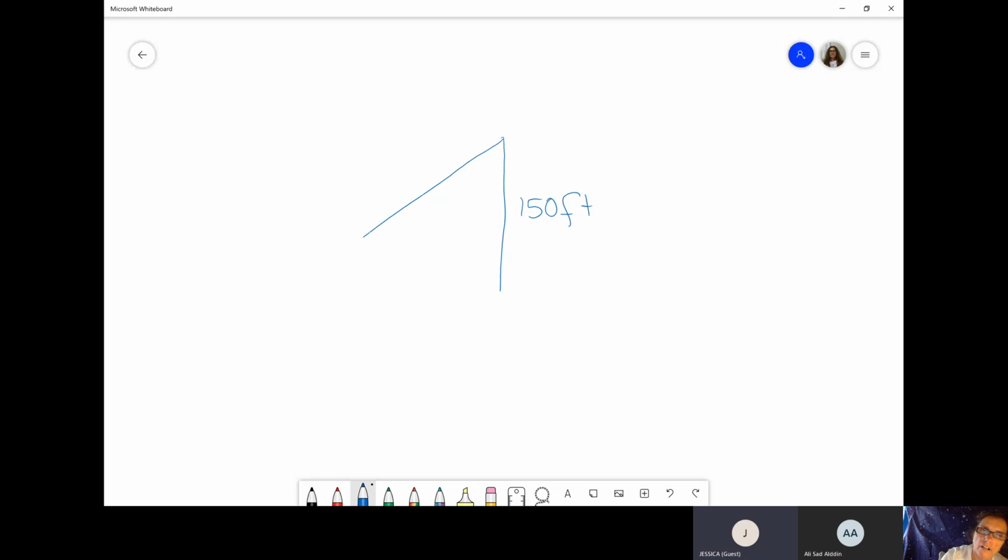And there goes my wire. Here's my wire, looks like so. The angle formed between the wire and the ground: here is my ground, and here's my wire, and the angle that is formed is 43 degrees, like so. How long is the guy wire?